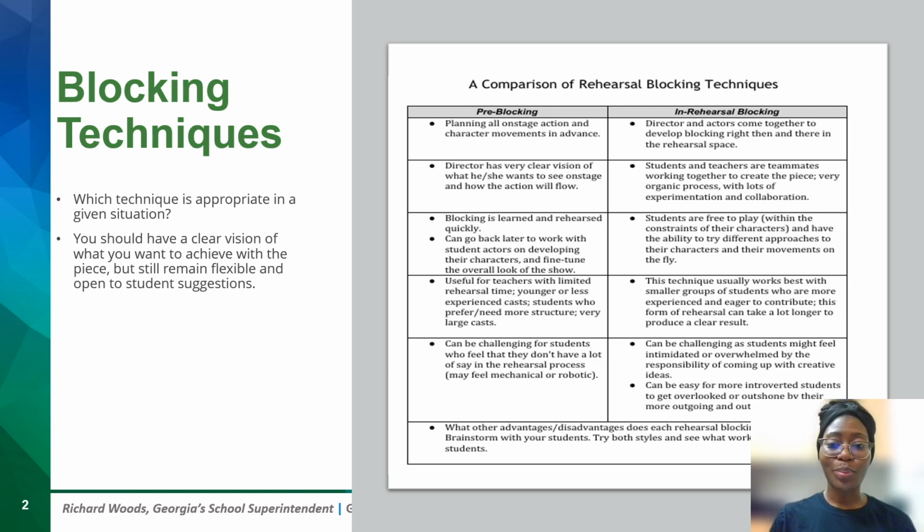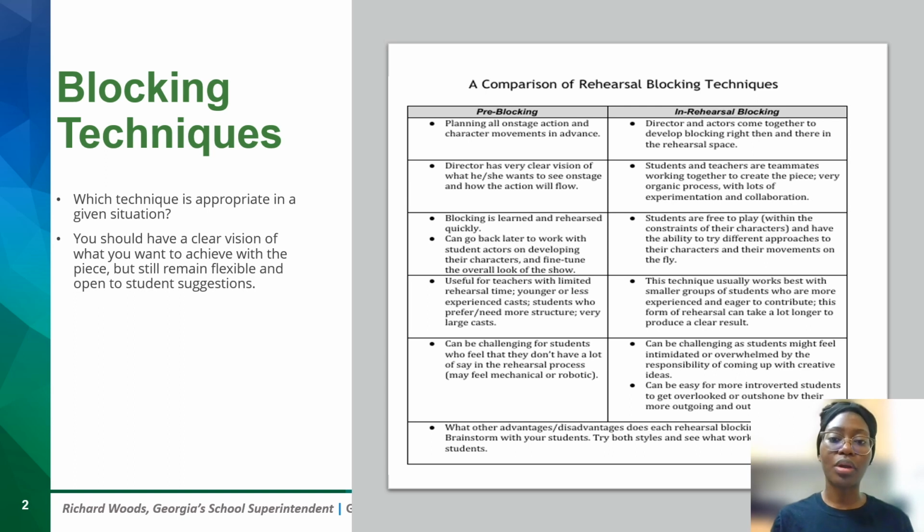Once you've selected your play and you are ready to go into the rehearsal process, you must take time to read the play thoroughly, do a complete analysis, understand the theme, understand the characters, their relationships. What message do you want your audience to leave with? And once you have a clear vision of what you want to achieve with the piece, you then decide, how do I make this happen with the group of actors that I have?